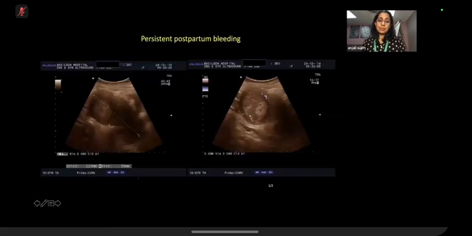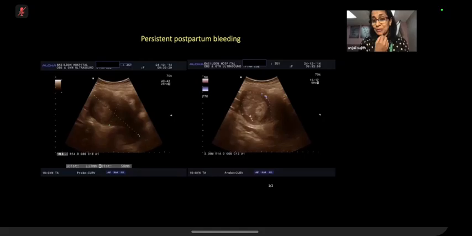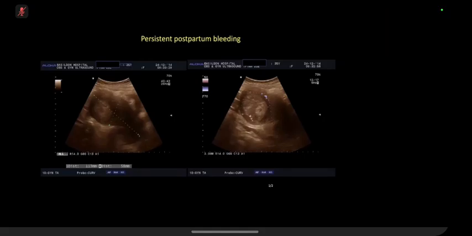Persistent postpartum bleeding. Okay, so I have got sagittal and axial views of a postpartum uterus, and within the endometrial cavity, I've got hyperechoic material that demonstrates blood flow within it on the Doppler images. This is highly suspicious for retained products of conception or retained placenta. I'm sorry, what did you say? A bit of retained placenta or retained products.